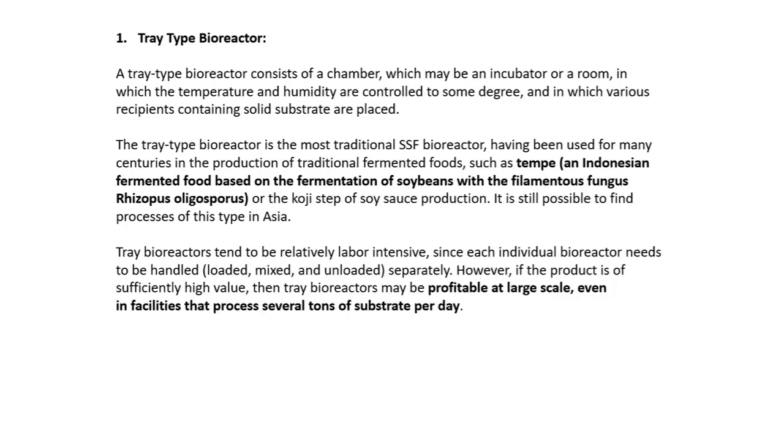The first one, group 1, is the tray-type bioreactor. A tray-type bioreactor consists of a chamber, which may be an incubator or a room, a completely closed one, in which the temperature, or temperature and humidity, are controlled to some extent, and in which various recipients containing solid substrate are placed. It's very simple.